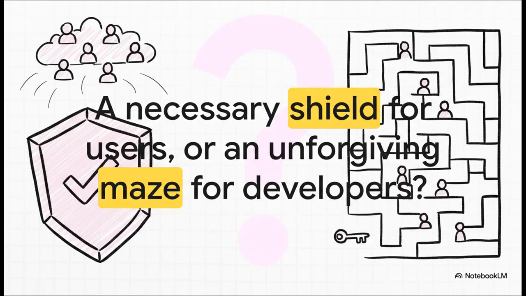So, what's the big takeaway here? On the one hand, you've got this incredibly powerful system that's designed to protect millions of users from malware and bad actors. It's a necessary shield. But on the other hand, for a developer who's just trying to do the right thing, it can feel like this complex and sometimes totally unforgiving maze. The reality? It's probably both. And learning to navigate that maze is just the price of admission to the biggest app ecosystem in the world.